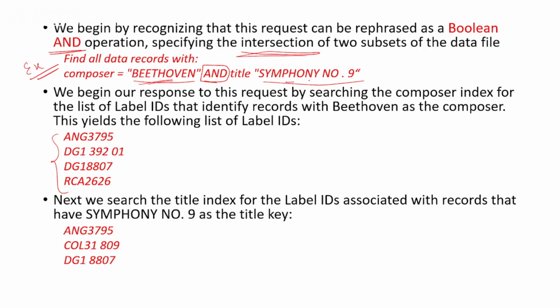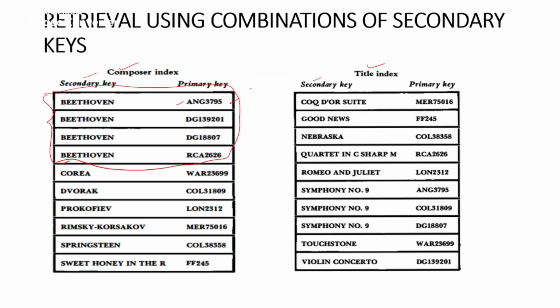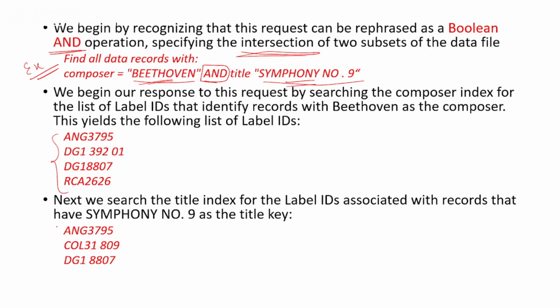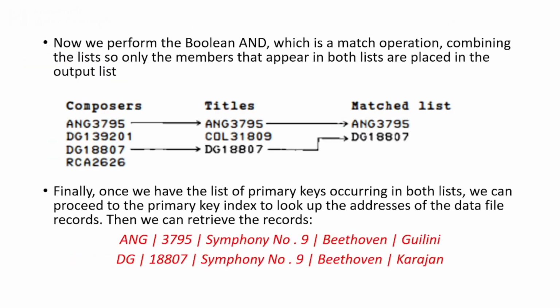Now let us see title as symphony number 9. What are the primary keys? The symphony number 9 title you have here, and these are the three records you have for that. All these have different primary keys that I am going to list out over here: ANG 3795, COL 31809, DG 18807. These are the primary keys which have the title as symphony number 9. Now we have got these two lists. Now we need to do the Boolean AND operation. How can we do the Boolean AND operation? That is nothing but intersection.